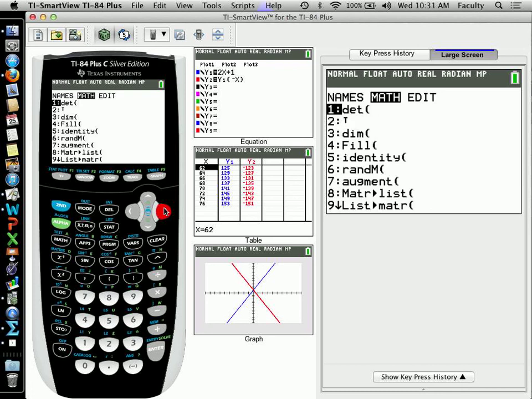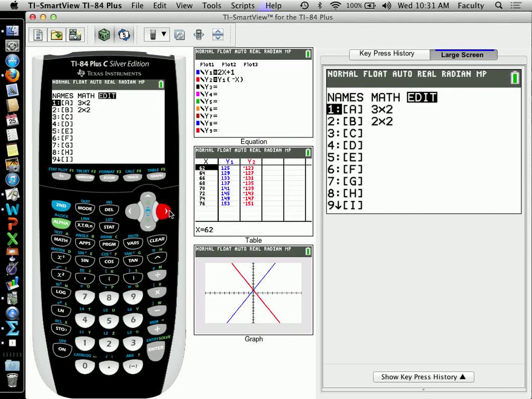Under math, we're going to learn how to do the determinant. We're going to do inverses and things like that. So the math column means you're going to do operations, some matrix operations. Arrow one more to edit. Edit is where you put them in, okay?